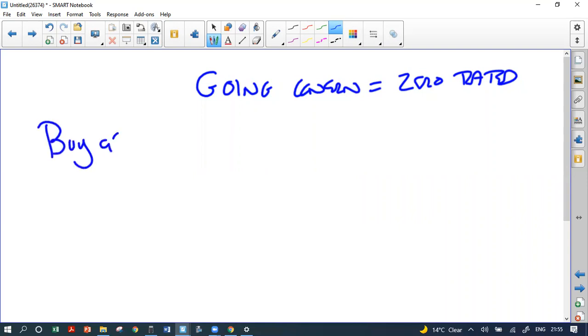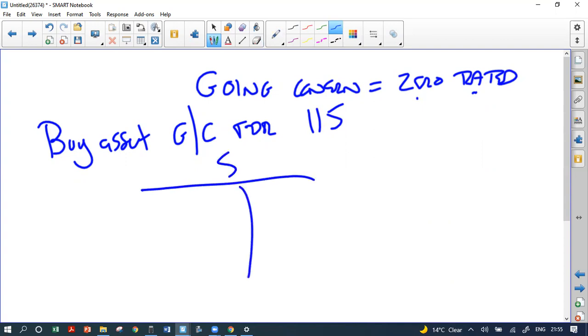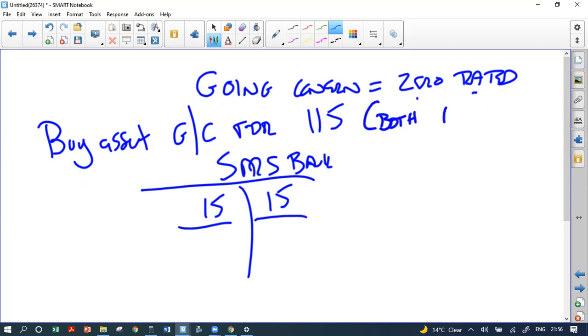So let's imagine that we buy an asset, going concern, for 115, okay? And it's only 60% VATable. Actually, let's start with 100% VAT. Let's start with 100. So guys, here's SARS's bank account. And what will happen? There'll be 15 Rand output paid across to SARS, 15 Rand input. And if both parties are 100%, SARS ends up in a net null position. And that's why they say a going concern can be zero rated.